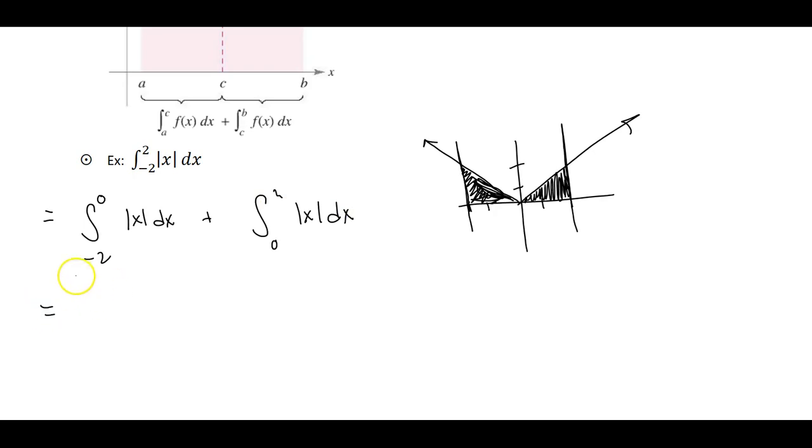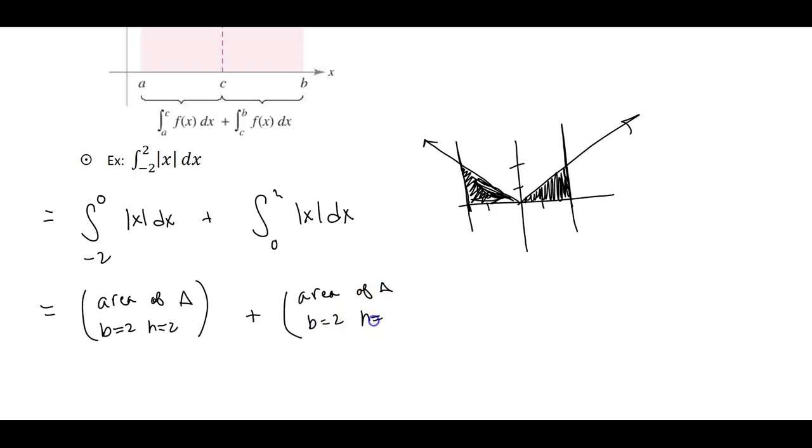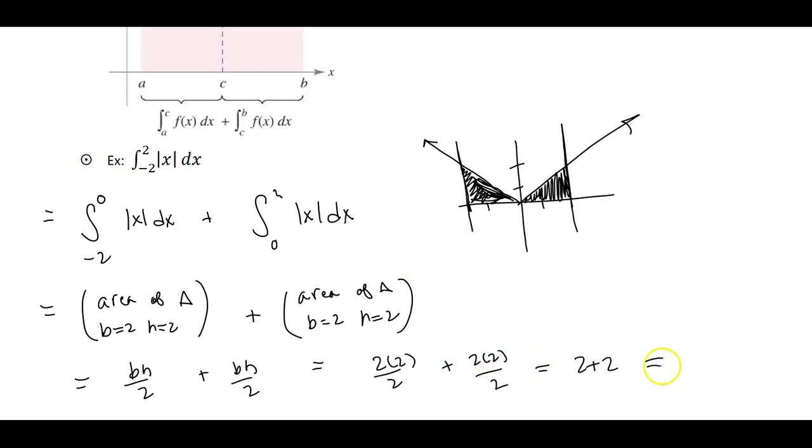And we could write this one as the area of a triangle where the base is 2 and the height is 2. And we could also write this one as the area of a triangle where the base is 2 and the height is 2. So this would be base times height over 2 plus base times height over 2, and they happen to be the same. So we get 2 plus 2, or 4, for this definite integral.